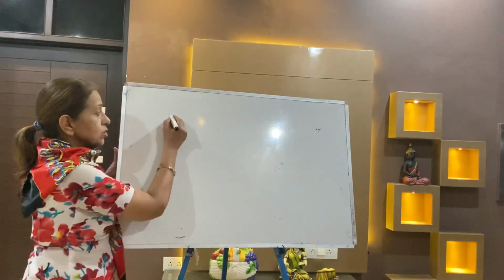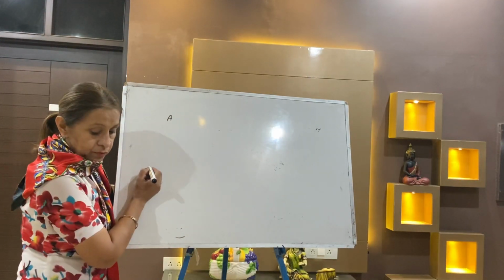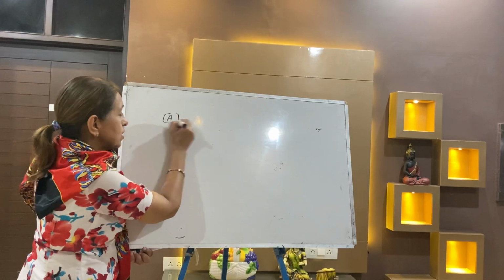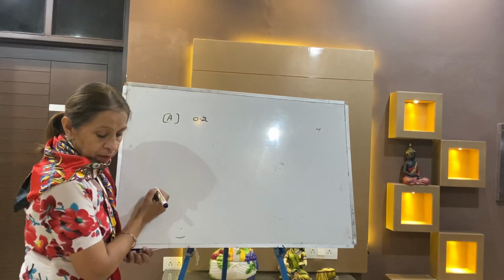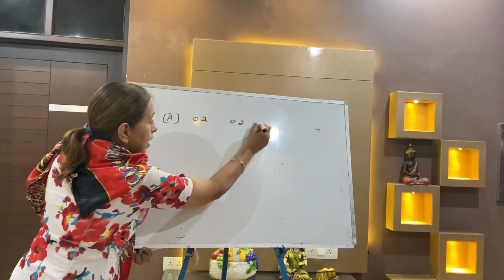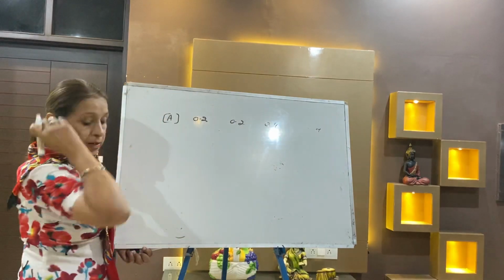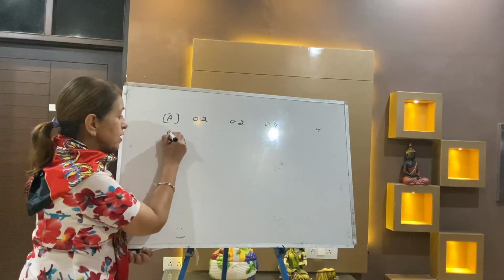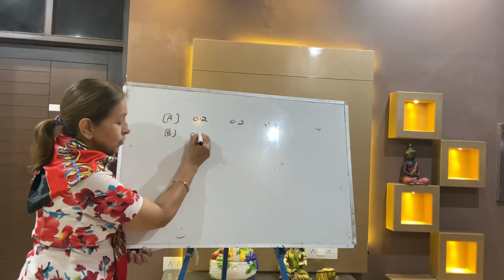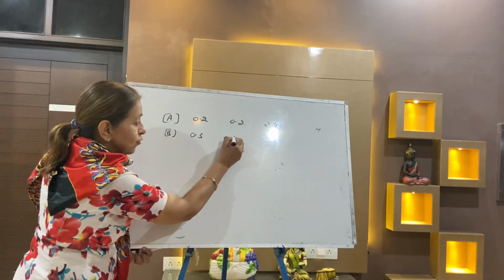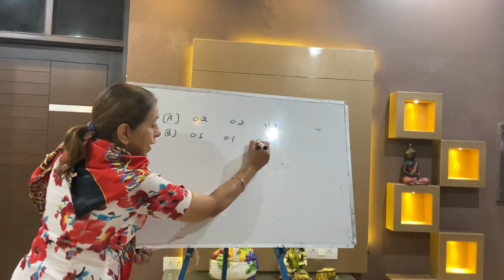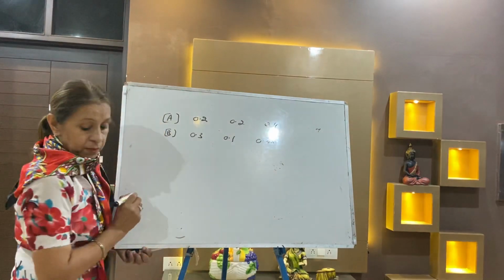In the 10th question you can write A. The concentration of A is 0.2, 0.2 and 0.4. The concentration of B is 0.3, 0.1 and 0.05. Okay.